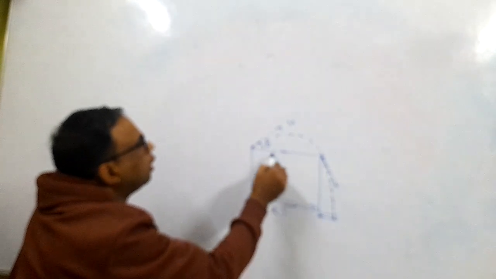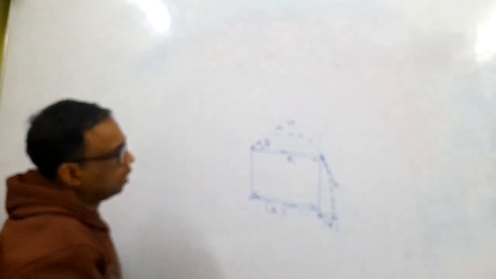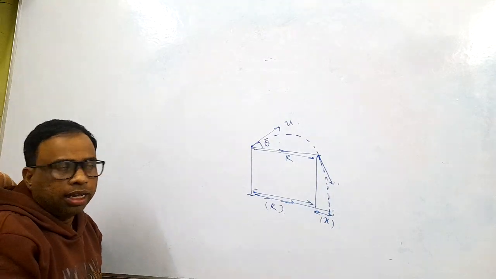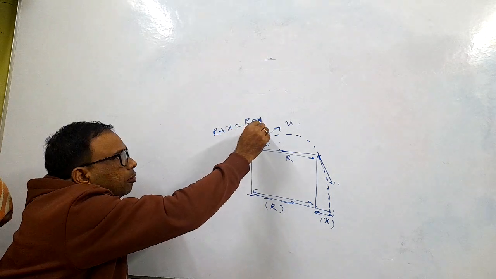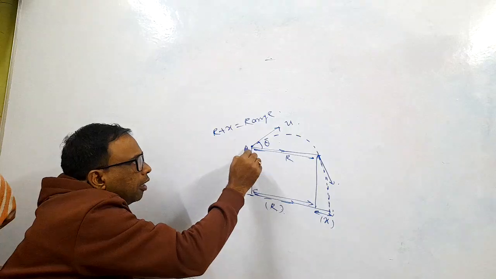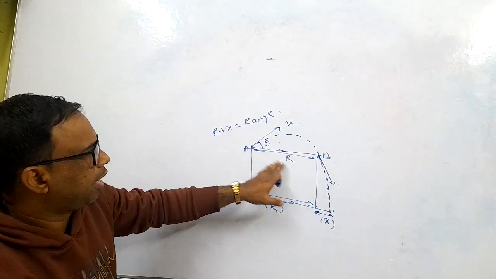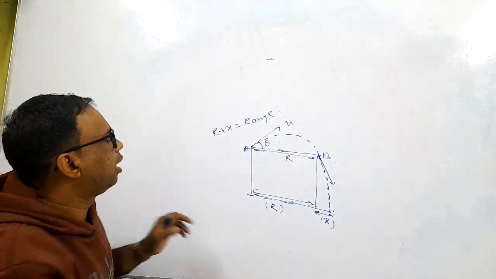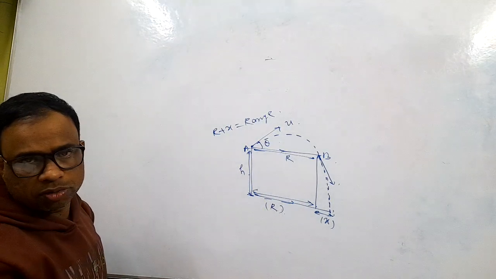These are r plus x. This is the total range of the projectile. So r plus x is the range of the projectile. This r is nothing but the range of this projectile at a height. Suppose it is h.